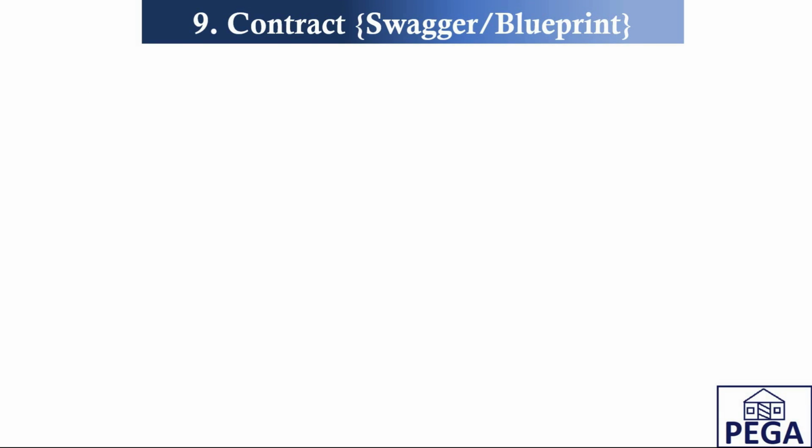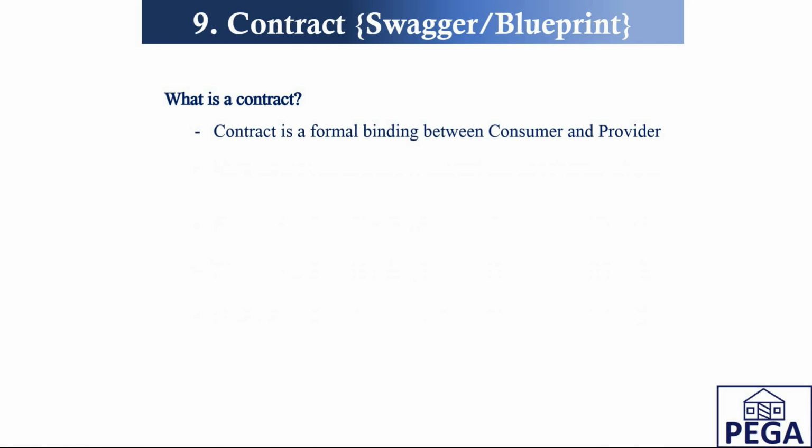Now let us understand what a contract is. As you know, a contract is a formal binding between two parties, right? Let me give a very simple example. Let's say you are going to rent a house and you sign a contract for that house. In the contract, the provider, meaning the owner of that house, would expect you to maintain the house, do this and that, and when you leave, make sure you leave the house in the same way that you received it. So those are the contracts.